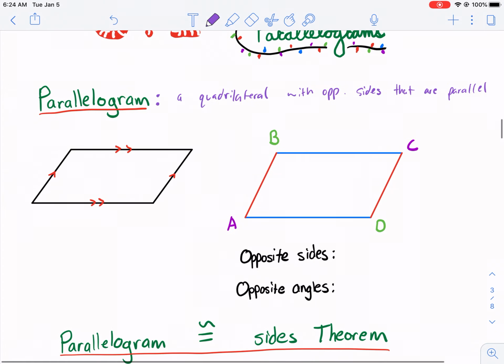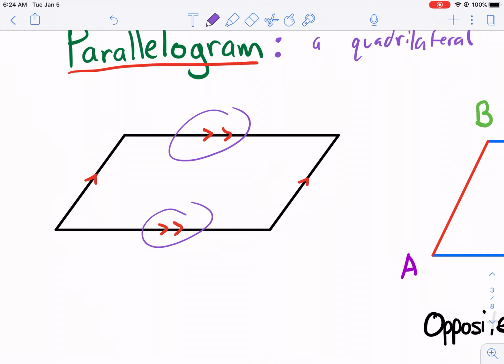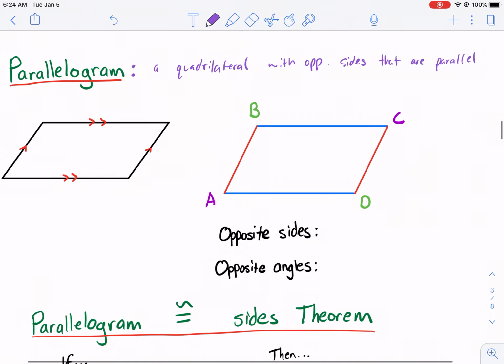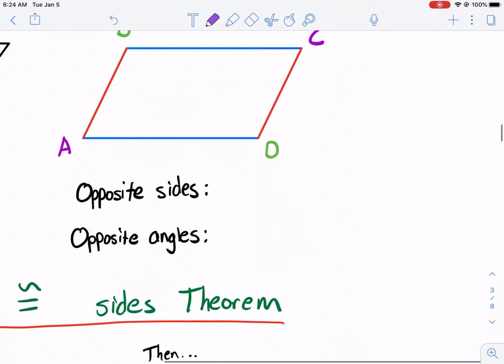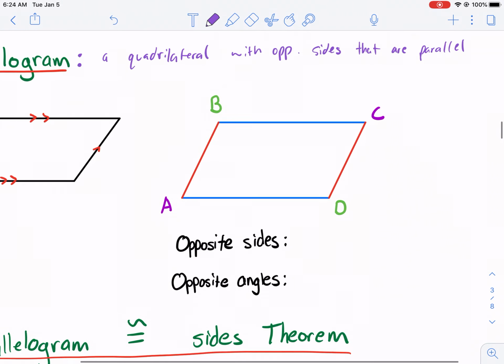Opposite sides are parallel. So if you look here, we can see that these two sides are parallel because they have the little caret thing. These have two carets each, so those two sides are parallel. Okay. Now, it so happens that because the opposite sides are parallel, there's another property that goes along with it. So opposite sides are parallel, and also the opposite angles are going to be congruent.